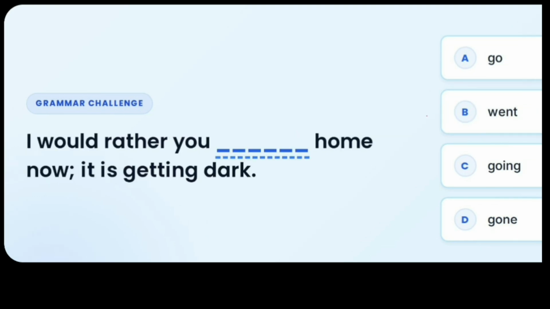Question number 54. I would rather you dash home now. It is getting dark. A. Go. B. Went. C. Going. D. Gone. Pause the video and challenge yourself. The correct answer for question number 54 is choice B, went is right. Let us explain it. I would rather has a different subject following it. I would rather you requires the past simple tense to express a present preference. For this reason, choice B is the correct answer.